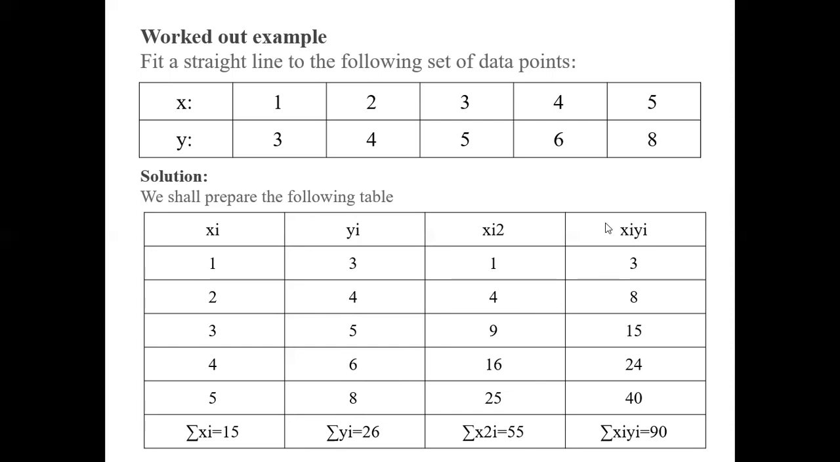Now multiply xi into yi. Then 1 into 3 is 3, 2 into 4 is 8, 3 into 5 is 15, 4 into 6 is 24, 5 into 8 is 40. Taking the summation, 40 plus 24 is 64, plus 15 is 79, plus 8 is 87, plus 3 is 90. The summation of xi yi is 90.